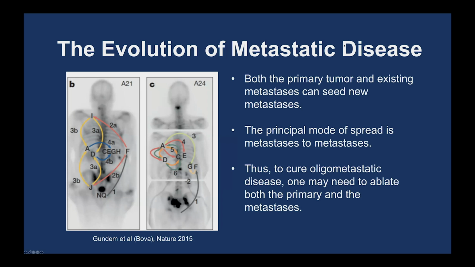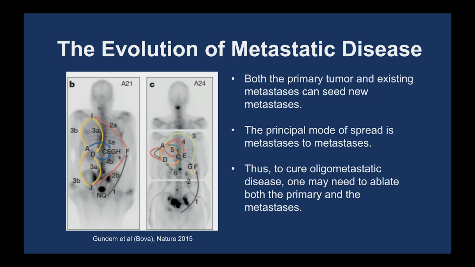So we'll discuss a little bit about the concepts of how we approach the treatment of metastatic disease. Dr. Fang will cover this a bit when we use prostate cancer as a case example. But there are certain principles that we think of. First of all, both the primary area of cancer and existing metastases, so all areas of cancer that we know of, are capable of seeding new areas of disease. And so the principal mode of spread is typically metastasis to metastasis. We'll discuss the patterns of spread in a little bit more detail as well.